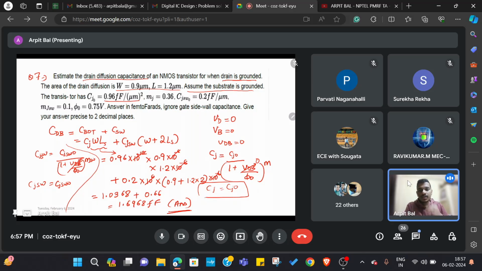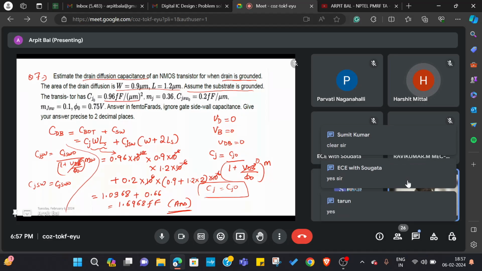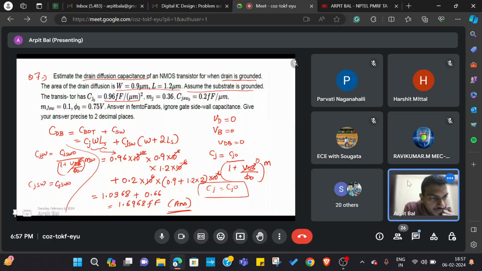Is this question clear? Sir, please explain how this W plus 2L. Okay. So this W plus 2L I'll diagrammatically explain after we complete the remaining two questions. Will that be fine? Okay, sir. Okay. Any other question related to this one? So the diagrammatical explanation I'll do after question number 9. We have only 2 more questions left.